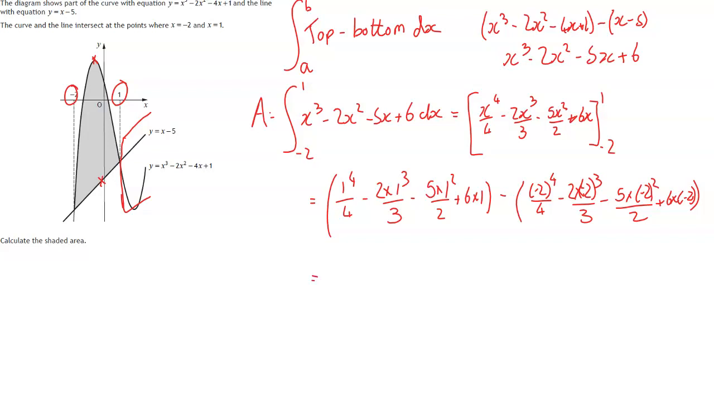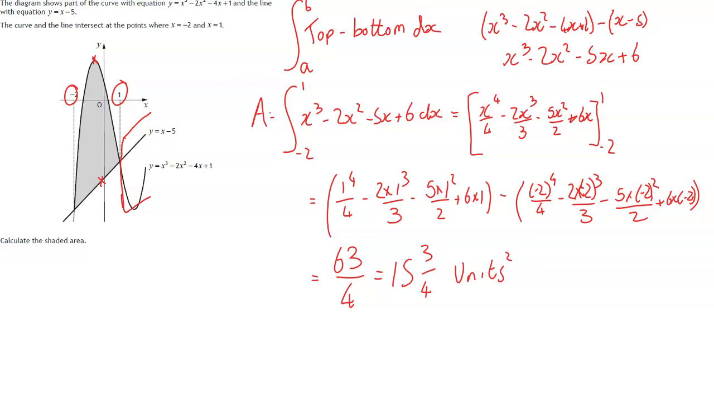What we'll eventually end up getting is 63 over 4, which is also the equivalent of 15 3/4 square units. We're not told the units that we're measuring in. Let's just include square units though to show we know what we're going on about. So that question there covers calculating the area between these two curves.